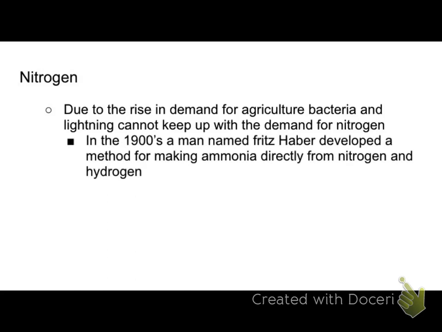So, in the 1900s, a man named Fritz Haber developed a method for making ammonia directly from nitrogen and hydrogen gases. So ammonia, if you remember, was that first step of the nitrogen fixation process. If you can get ammonia, then that ammonia will react to form ammonium ions and nitrate ions. So you have to have that ammonia first. And he found a way to use this process to produce ammonia from nitrogen and hydrogen gas.